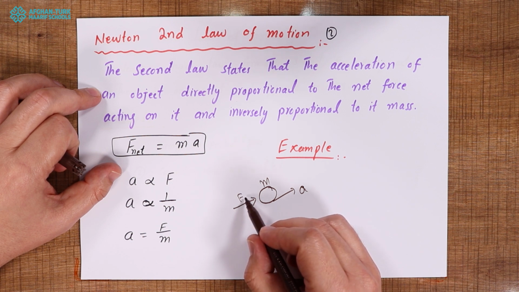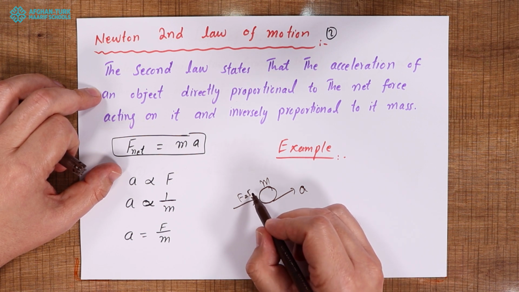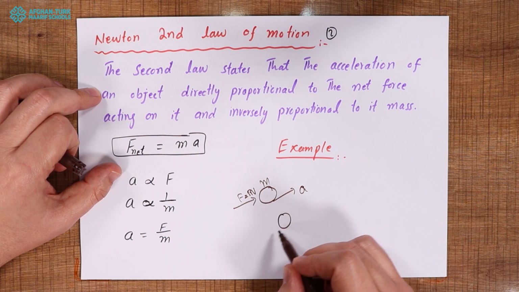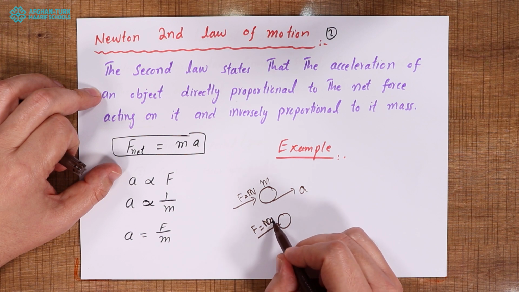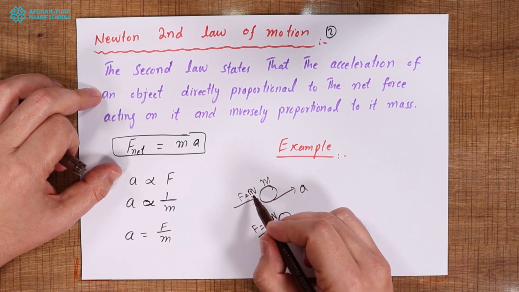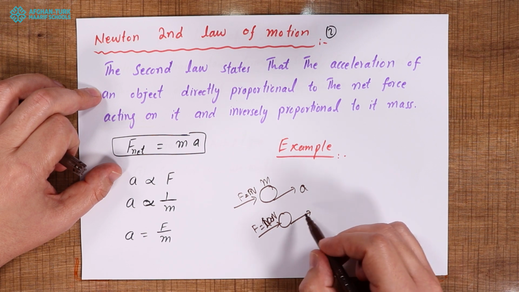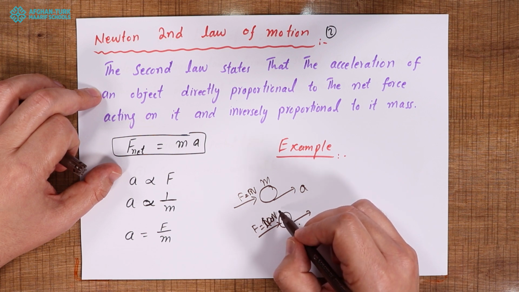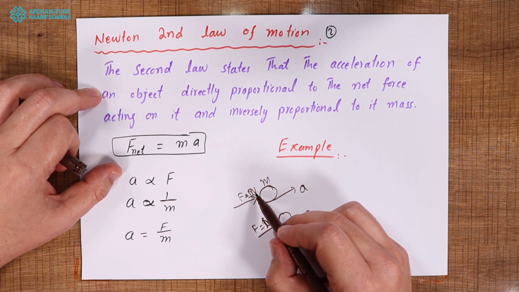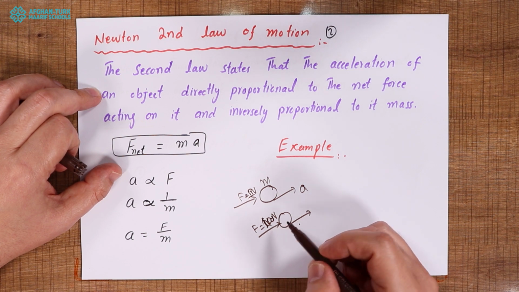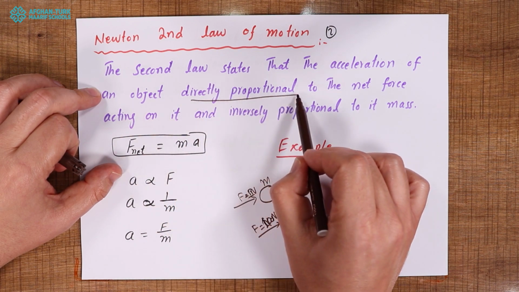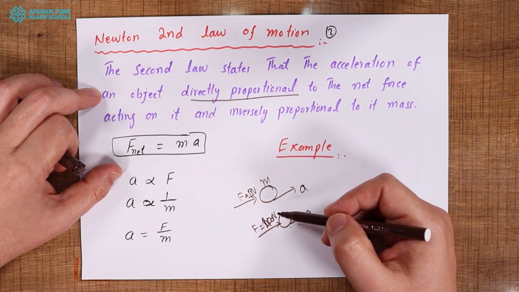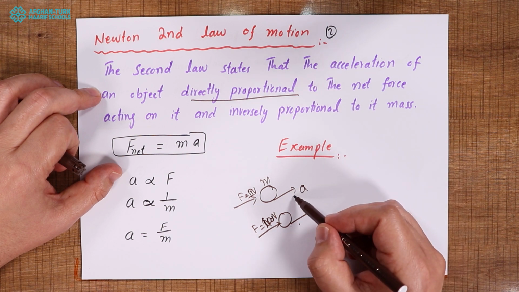It's very simple. If we increase the force, like in one case I apply 5 Newton and in the second case I apply 10 Newton, definitely more acceleration is produced with the larger force and less acceleration with the smaller force. So Newton said acceleration is directly proportional to force, meaning that if we increase the force, the acceleration also increases.